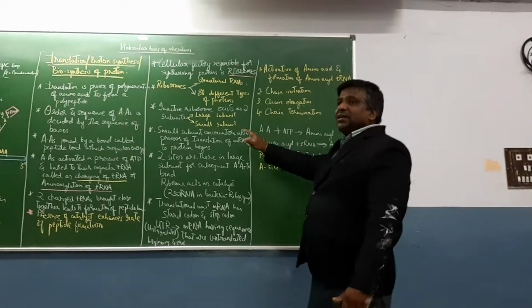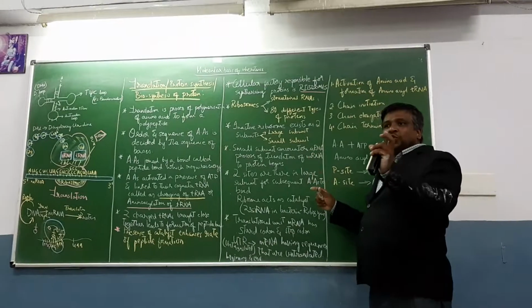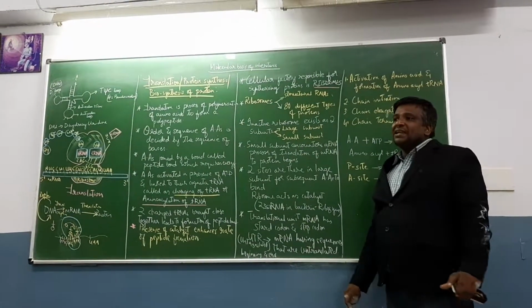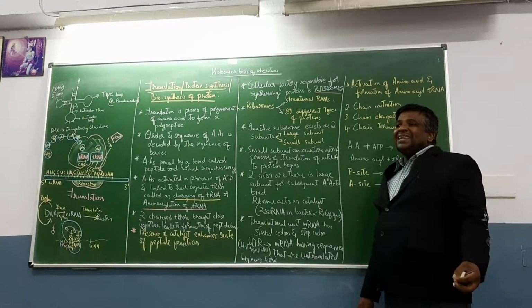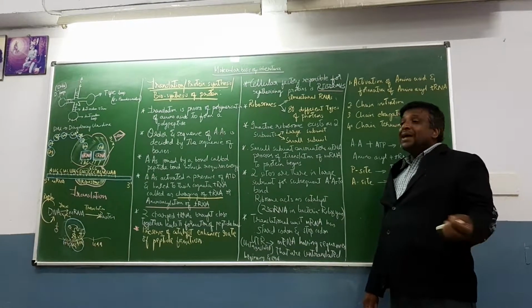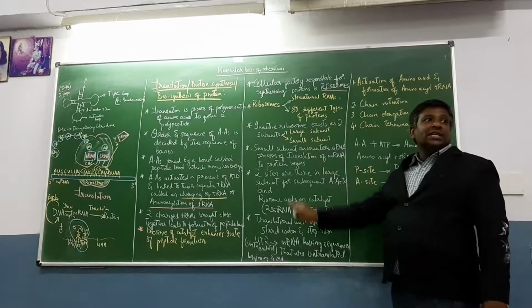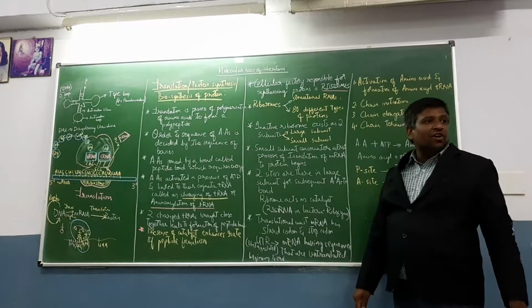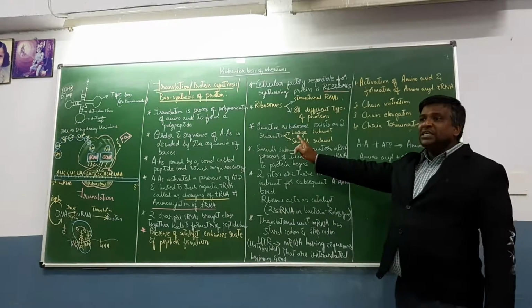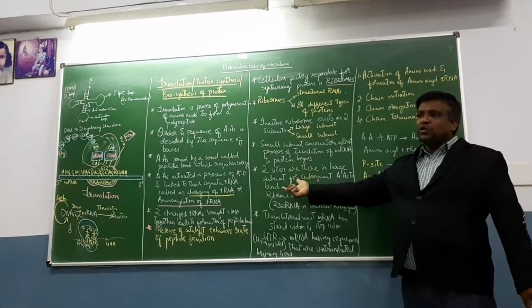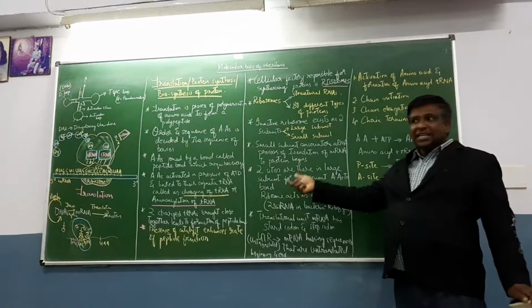What is there inside the ribosomes? Structural RNAs. What are the structural RNAs? rRNA, tRNA, mRNA. Along with the structural RNA, 80 different types of proteins are there. Where is this biological translation taking place? Ribosomes. Okay, synthesis of proteins.